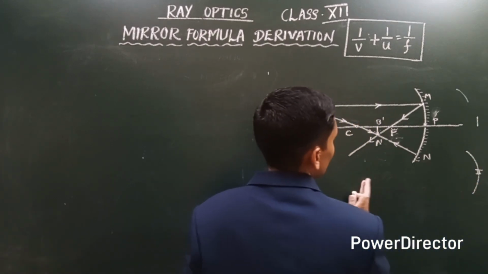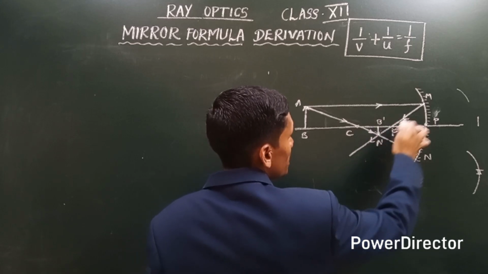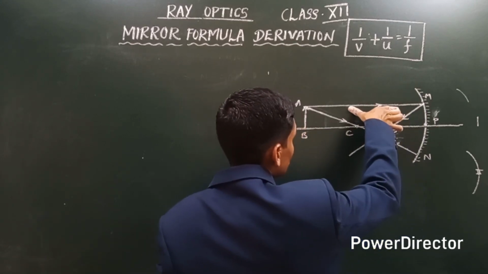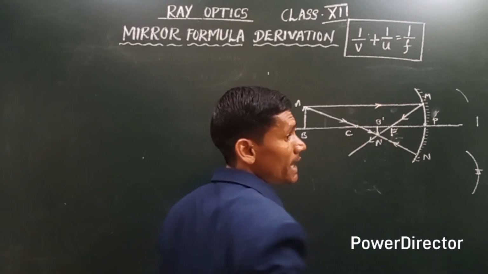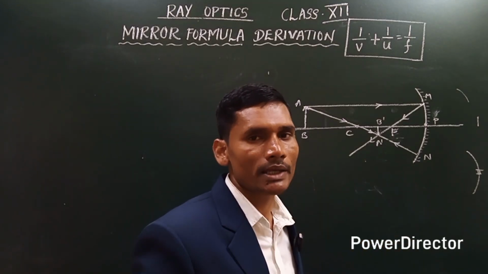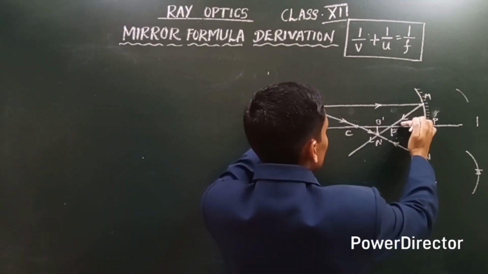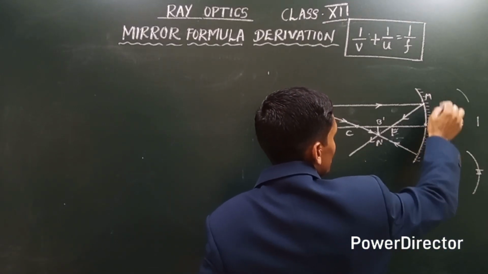So now here, you can consider triangle A dash B dash F. Since this line AM, if it is very much close to this one, we say paraxial ray. Paraxial ray means it is close to the principal axis, almost close to the principal axis. If you consider like that, then MP becomes a straight line.